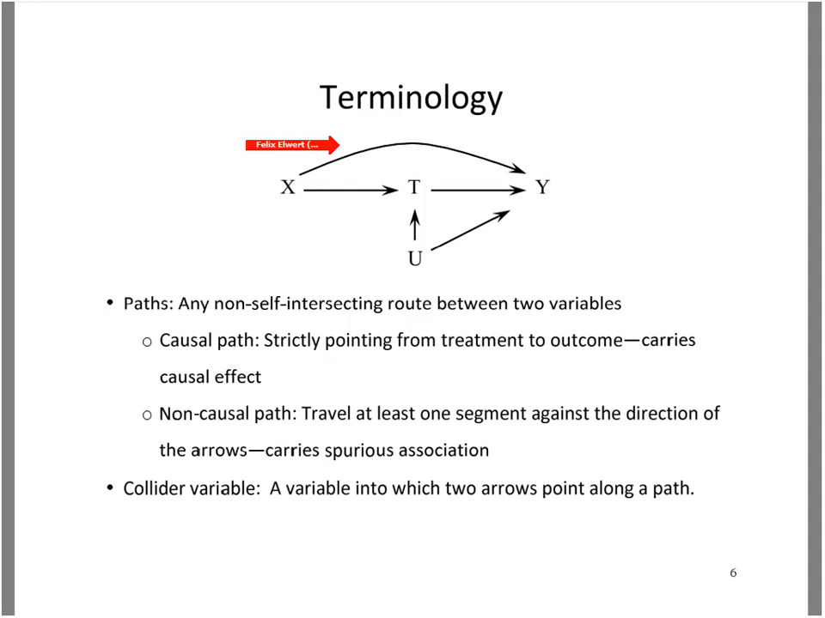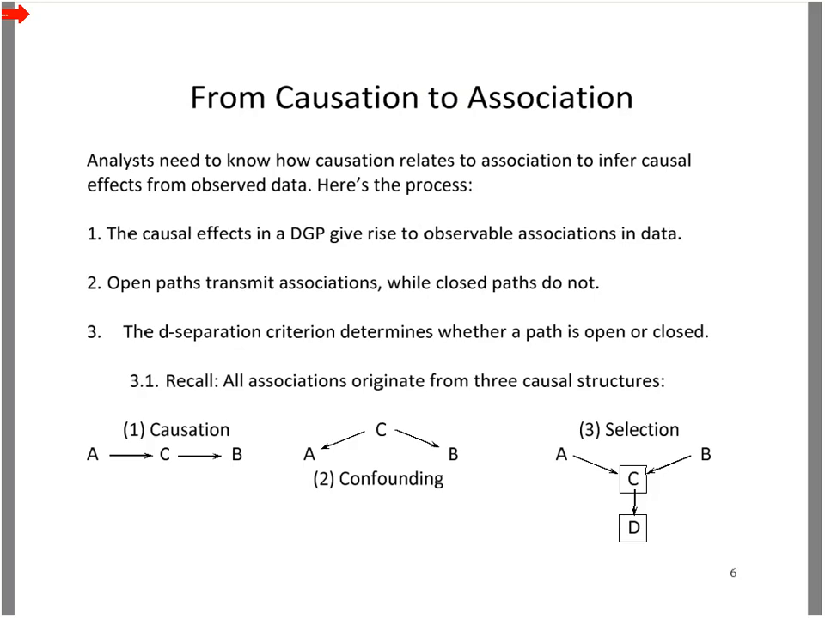And then finally, we met a type of variable called a collider variable, such as T. And a collider variable is a variable into which two arrows point along the path. So let's look at T. The variable T is a collider on the path from X to U to Y, because on that path from X to T to U, two arrows point into T. That makes T a collider. All right. So this is the last review slide.